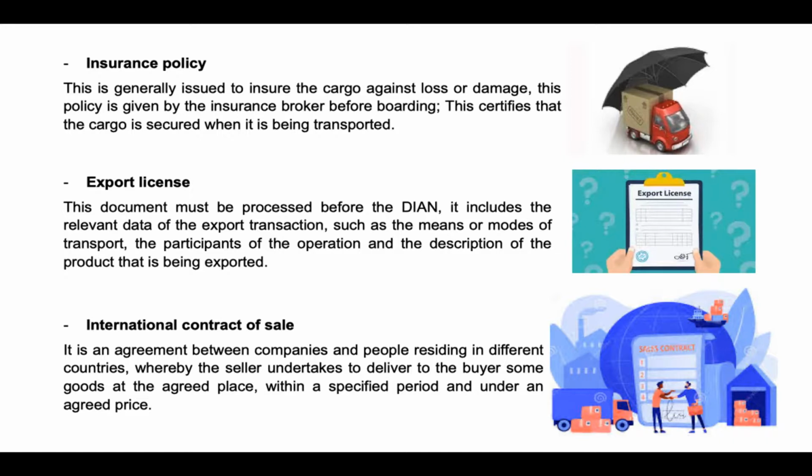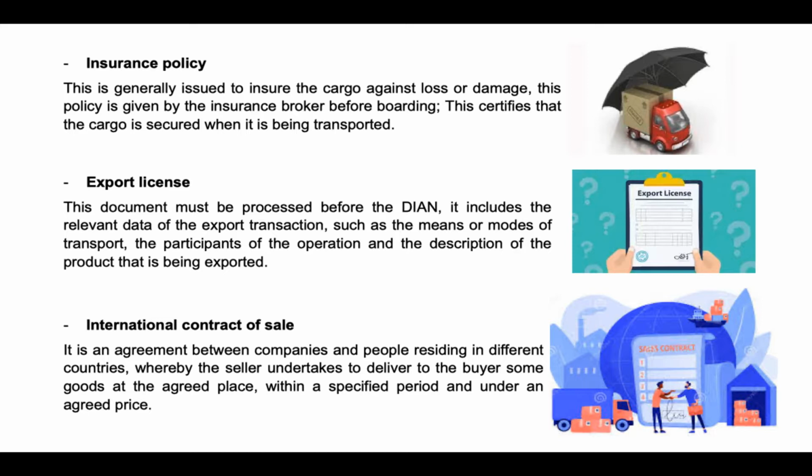Export license. This document must be processed before the DIAN. It includes the relevant data of the export transaction, such as the means or modes of transport, the participants of the operation, and the description of the product that is being exported.